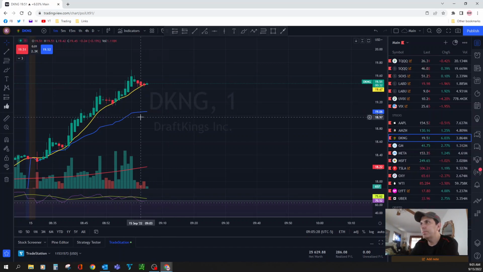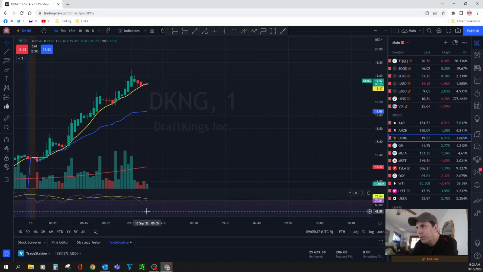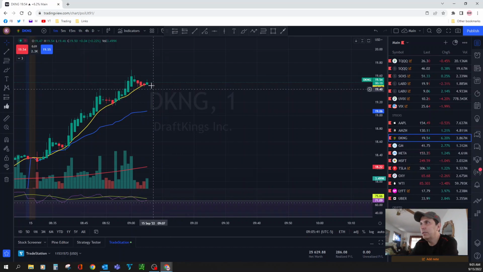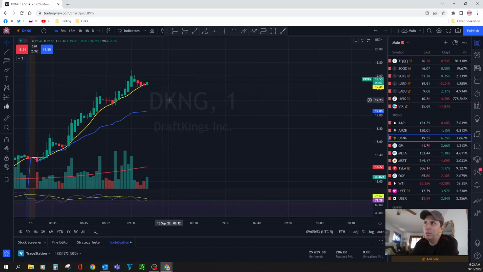So this is... I could see some more moves in the green here if it wants to go that direction. RSI is now at 71. It's still high. And if this starts making a big move up, I'll feel like I should have gotten in, but I'm no better. So that's why I'm not.